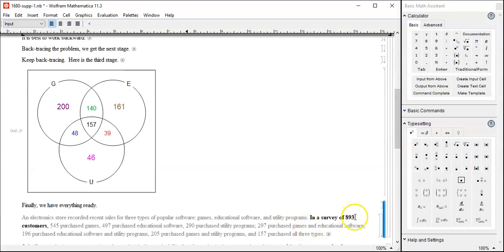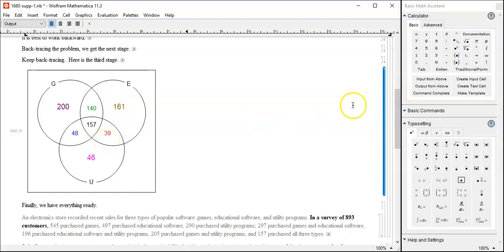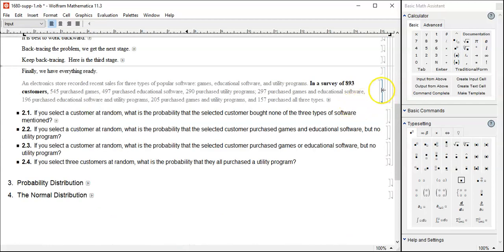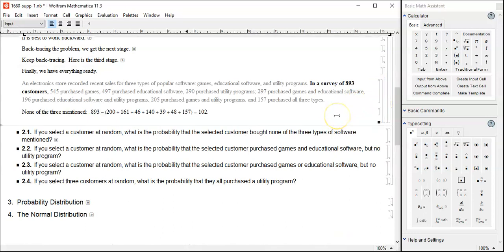Total in a survey of 893. So 893 goes over here. And then the total is 893. And then we have all these numbers. Now all these numbers are correct. So subtracting all those numbers from 893, I'm going to finally get the people who are not counted in any of those three.